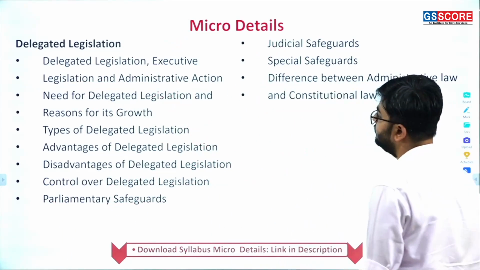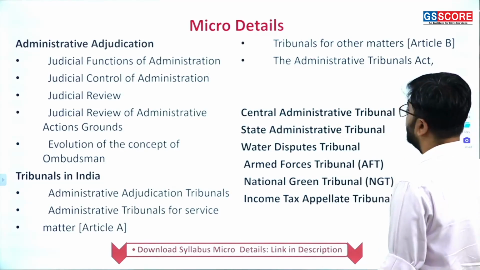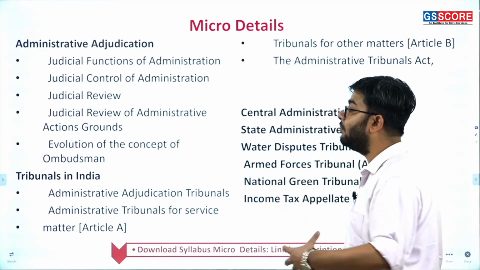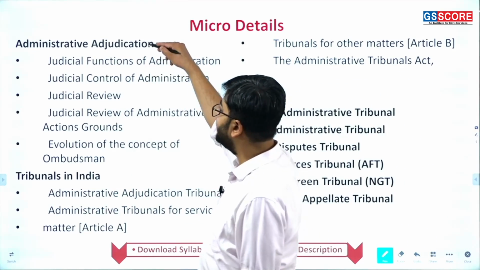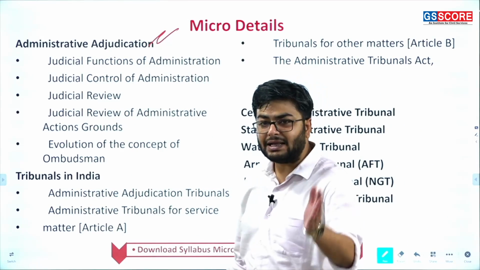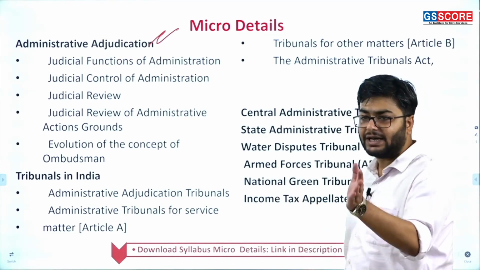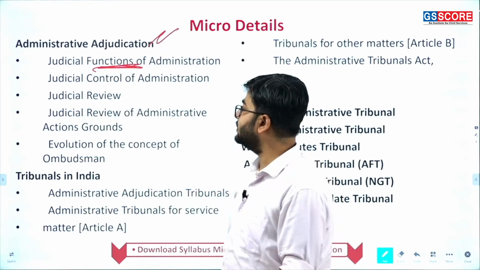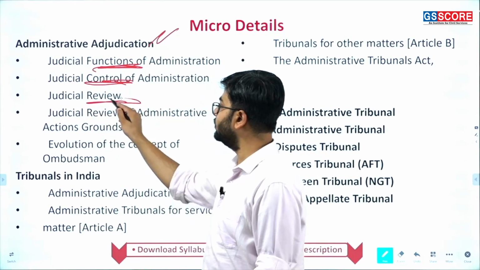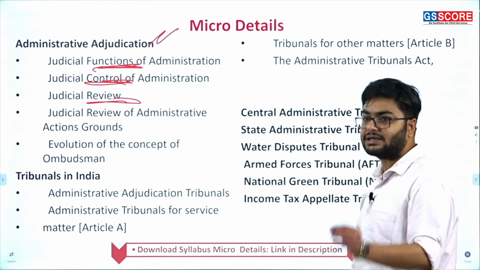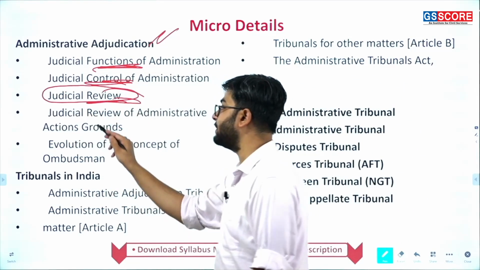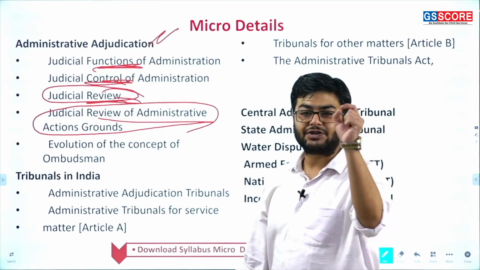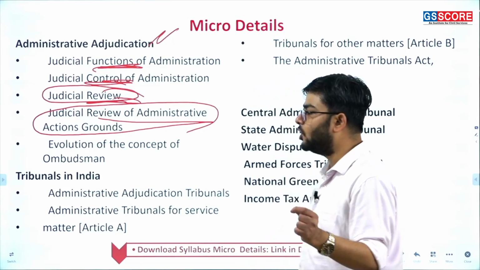Further, the elements in which the administrative law manifests itself: the administrative adjudication, and in that how various functions work, whether the acts of commission, the acts of control, review, judicial review as a concept, and judicial review of administrative action, because all of them have strings connected to administrative law.